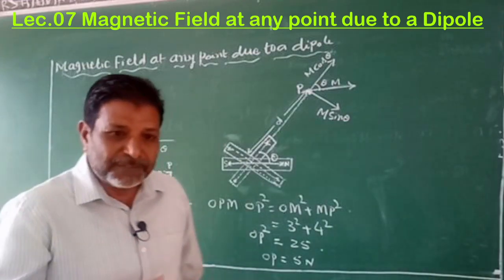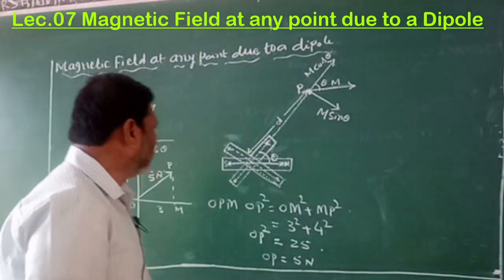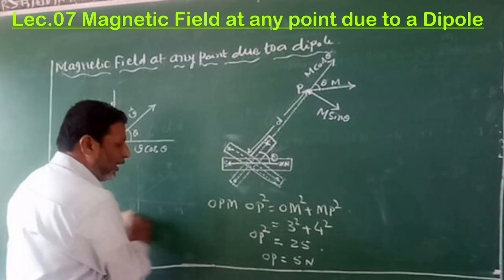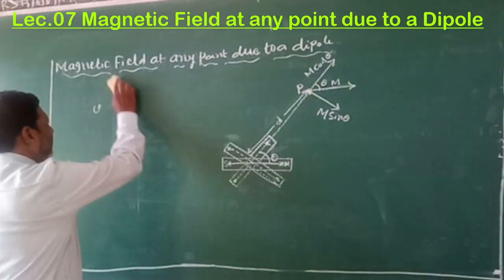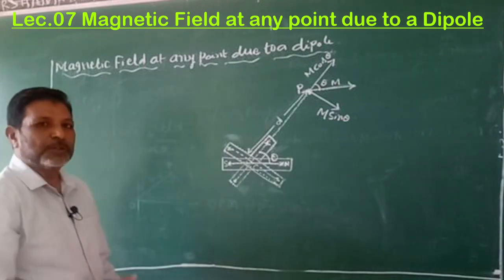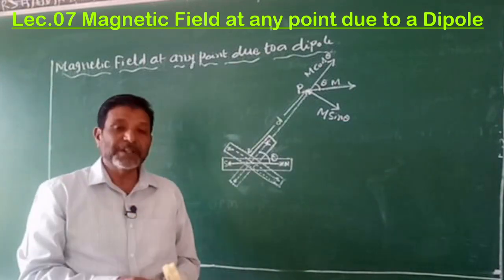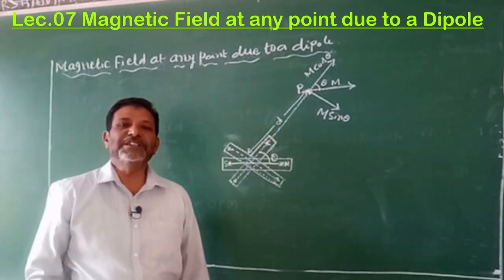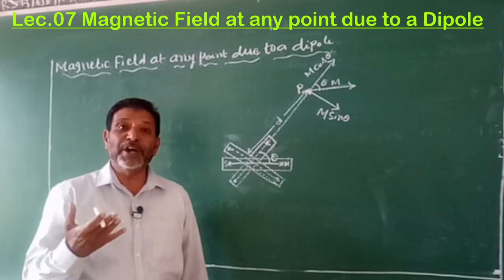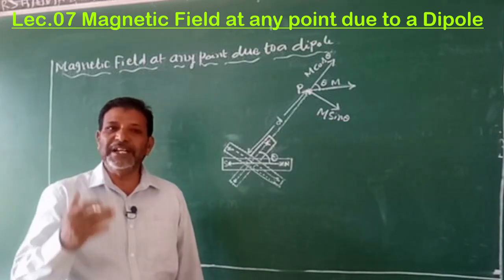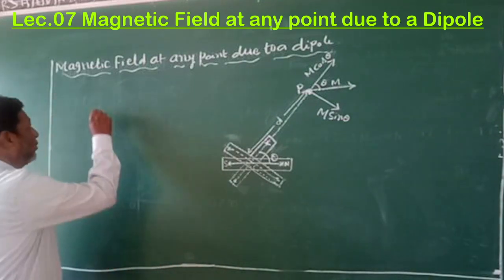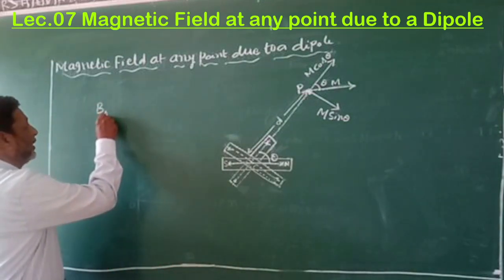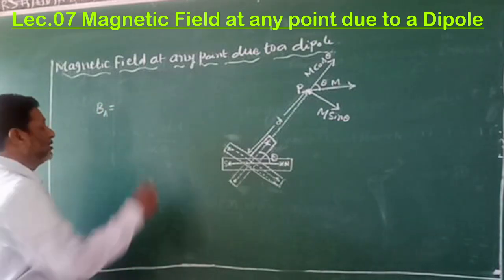Now with the help of this example, one more point I want to make clear for you. In the last class we derived the formula of the field at any point on the axial line of a dipole. Now that formula, B_A, is equal to, then what is the formula?